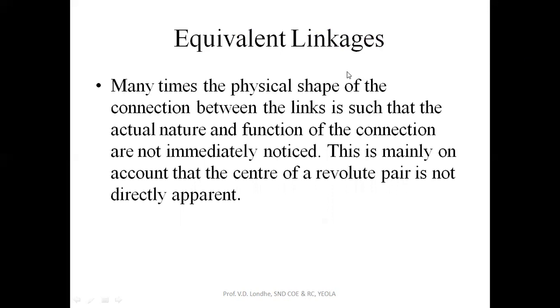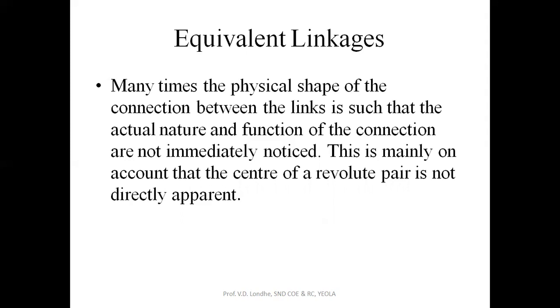Many times the physical shape of the connection between the links is such that the actual nature and function of the connection are not noticed. This is mainly because the center of the relative pair is not directly apparent. Means, whatever links we are using are not directly giving the exact motion. For example, in the four bar chain mechanism, the rotary motion of the crank gets converted into oscillating motion of the rocker.